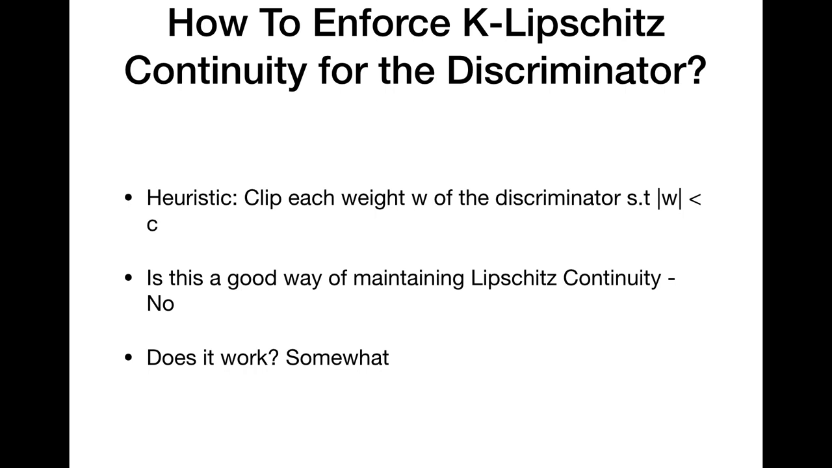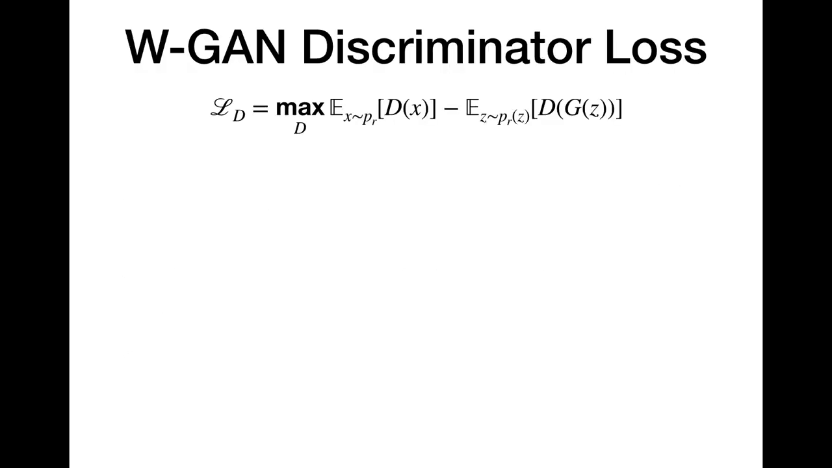Next, let's take a look at how we can simplify the WGAN loss. The WGAN discriminator loss can be written in the following form.